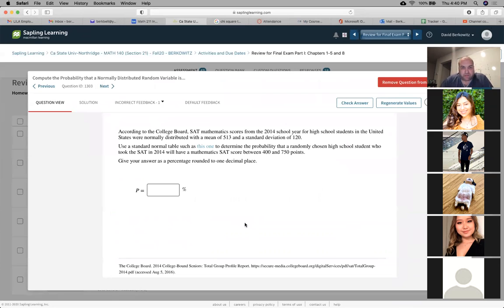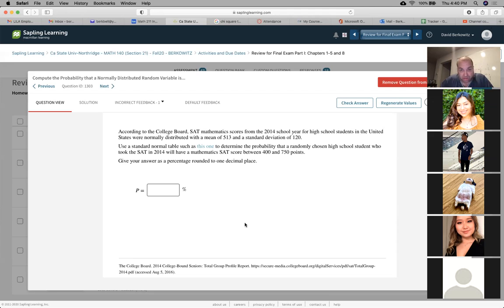According to the College Board, SAT mathematics scores from the 2014 school year for high school students in the United States were normally distributed. Oh, I love normal. A normal curve, normally distributed, with a mean of 513 and a standard deviation of 120. Even before I read further into the question, I've already made my normal curve. I've put in 513 at the center, and I've indicated that the standard deviation is 120.